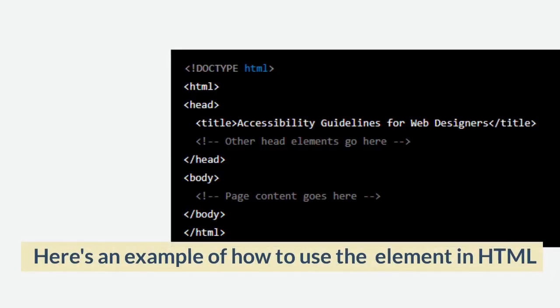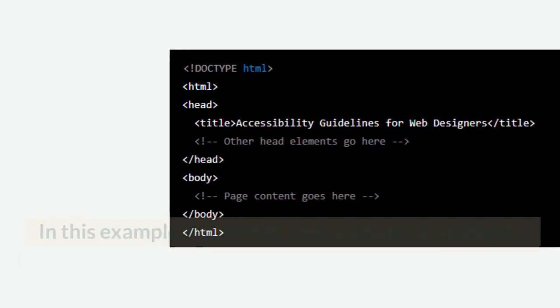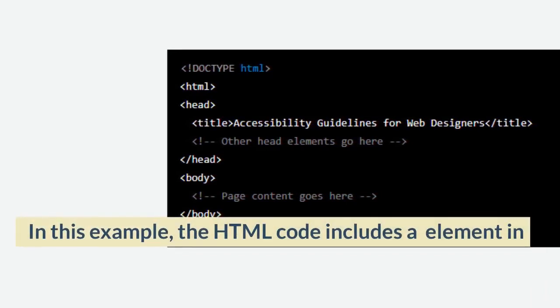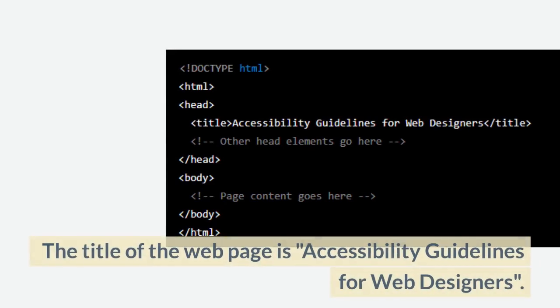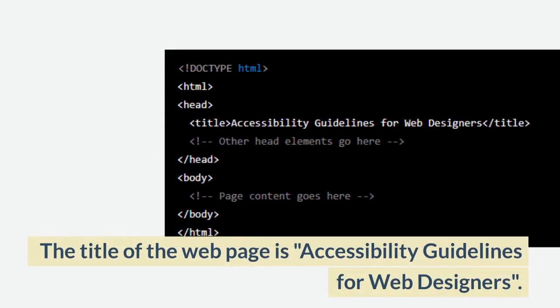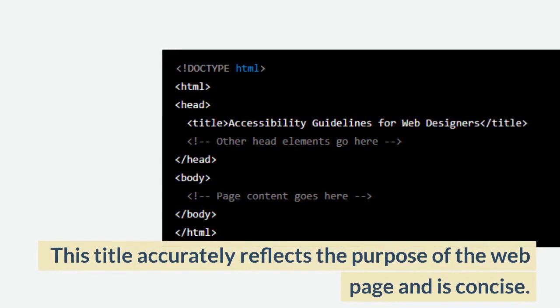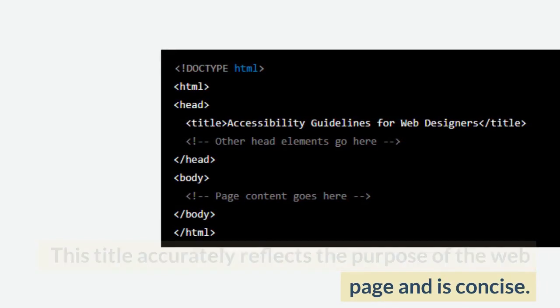Here's an example of how to use the title element in HTML. In this example, the HTML code includes a title element in the head section of the HTML document. The title of the web page is Accessibility Guidelines for Web Designers. This title accurately reflects the purpose of the web page and is concise.